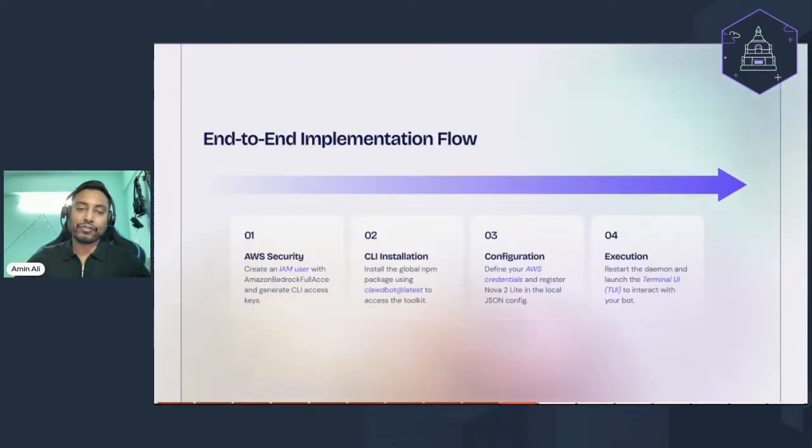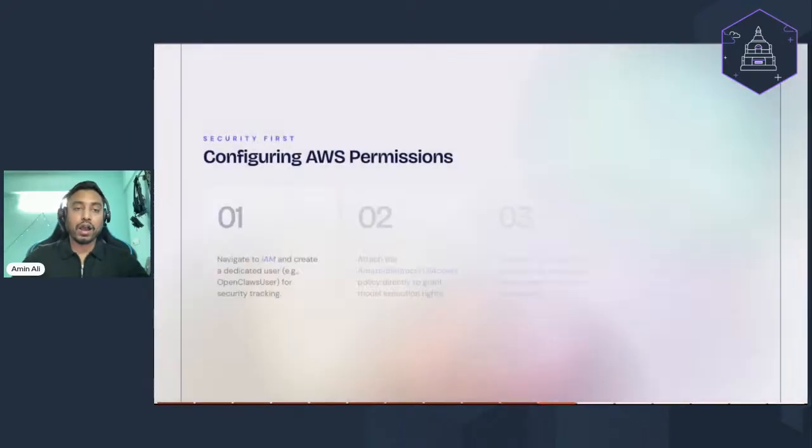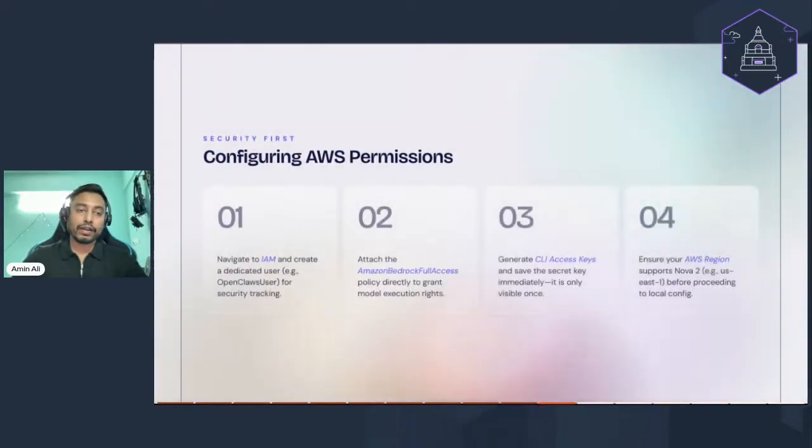So then we need to configure the credential and register the Nova model in the local config, and then we can restart the daemon and all those things. We'll walk you through all those things step by step. So first of all, we can configure the AWS permission.